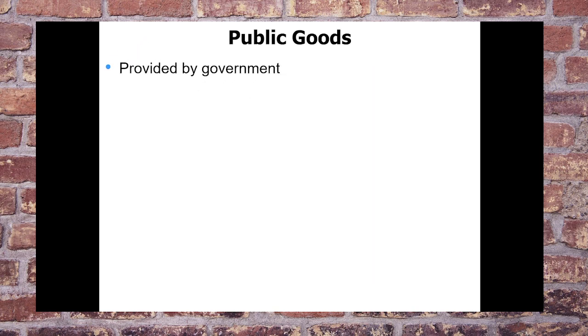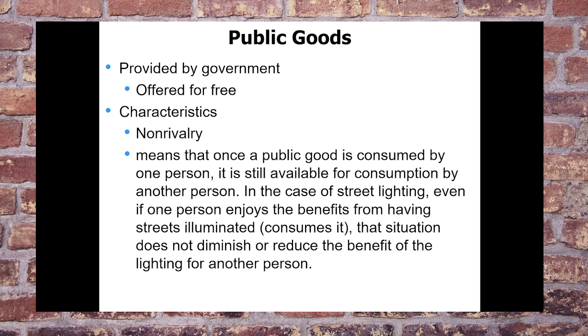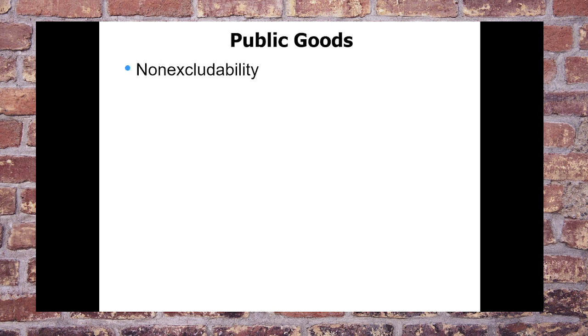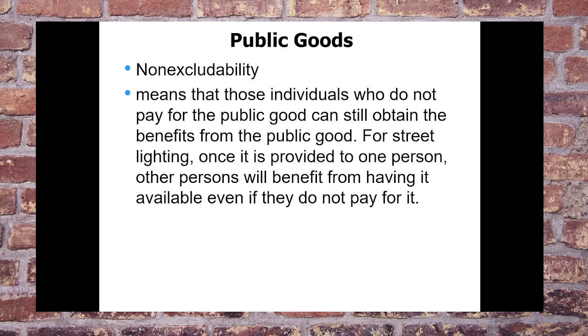Right? We provide it by the government. We offer it for free, and then we go back to the characteristics of a private good, and now we realize they're the opposite. Non-rivalry, right? Means that once a public good is consumed by one person, it's still available. If I'm under that shield, I'm fine. If I'm using the street light and you drive down, you use the street light, we both can use it. It doesn't mean it's gone after one of us uses it, okay? Then we go to the other, excludability. Here, we cannot, and that's the problem, you can't exclude people from the benefit, right? And that's why it ends up being a public good.